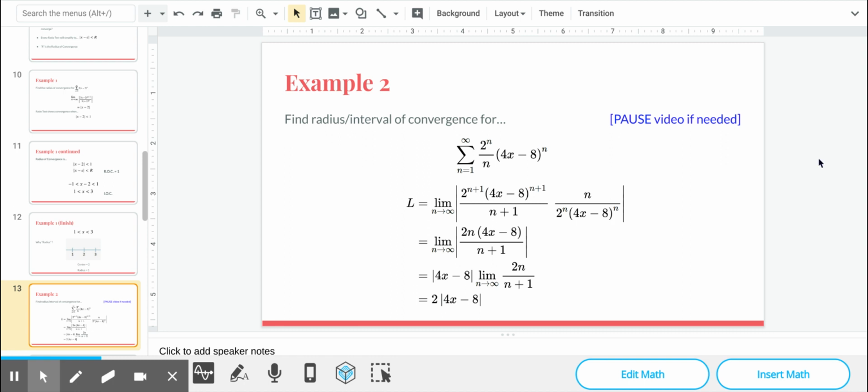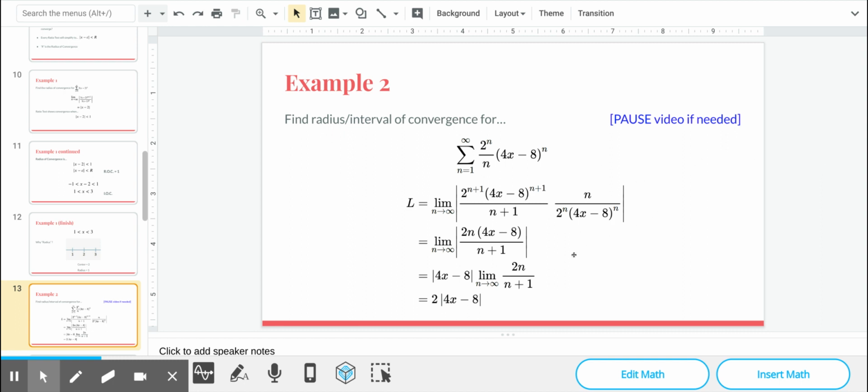So I've got this power series 2 to the n over n times 4x minus 8 to the n. I know it's a power series because there's an x and there's an n. Okay, we're good there. So if I'm finding the radius and the interval of convergence, I'm starting at the same spot for both of them, which is the ratio test. So I'll set up the limit as n goes to infinity. I'll replace all my n's with n+1s, and then I'll multiply by the reciprocal of the original power series, which is right here.